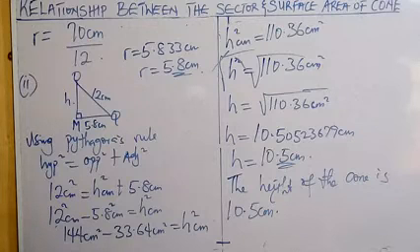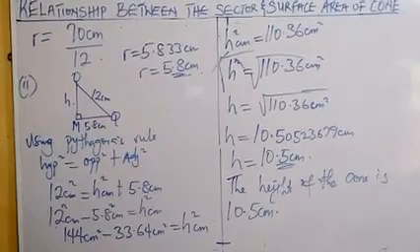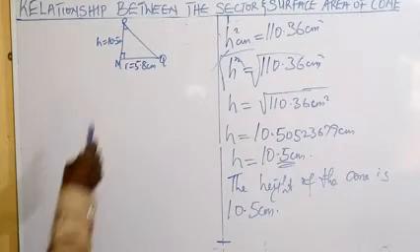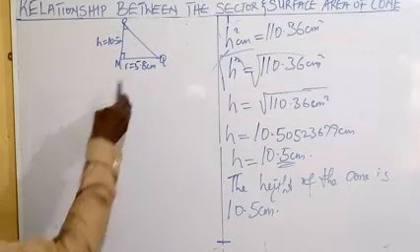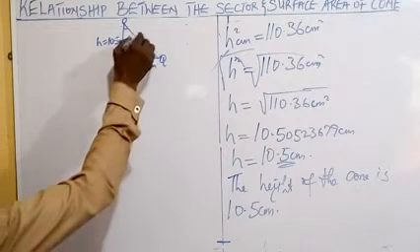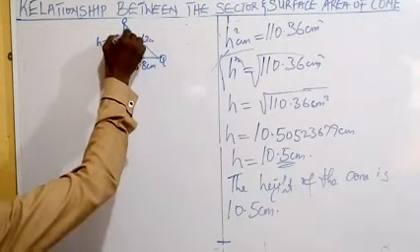Now the next one they ask us to find is the vertical angle of the cone. All right, let's solve it together. We are asked to find the third question, the vertical angle of the cone to the nearest degree. All right, from the right angle triangle we carved out from the cone, we've gotten our radius as 5.8 centimeter and the height as 10.5 centimeter, and the slant height which was given as 12 centimeter. You are asked to calculate this angle.